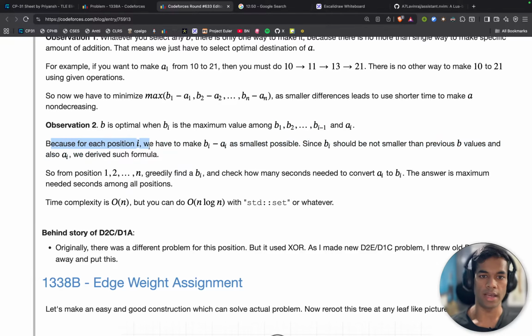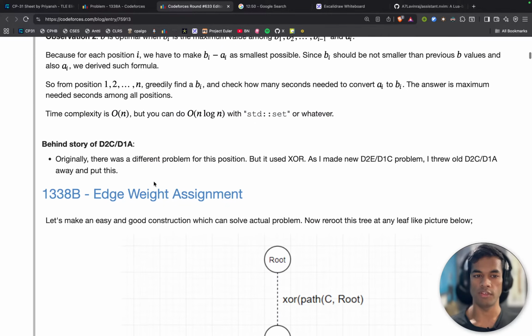Because at each position I, we have to make BI minus AI as small as possible. Since BI should not be smaller than any previous values of B, that is why we are taking the maximum among these and the current A value. We derive such a formula. So from position 1 to n, greedily fill BI and check how many seconds are needed to convert AI to BI. The answer is the maximum needed seconds among all the positions, and the time complexity is n, but you can do it in this much time using a set somehow.